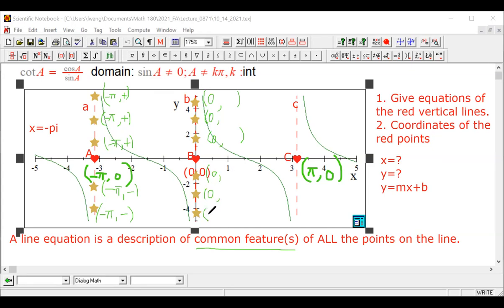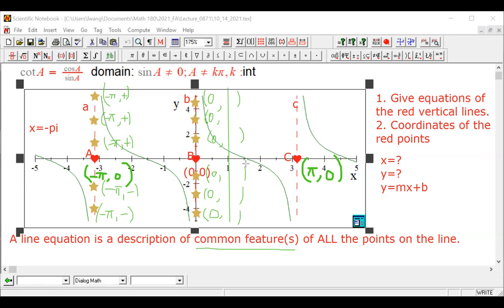A line equation is a description of common features of all the points on the line. And if I change the line to a curve, a curve equation is a description of common features of all the points on the curve. That will still be true. So for the common feature of all of these points, y is free. These numbers can be any number, so it's free, it's at large. It doesn't show up in the equation.